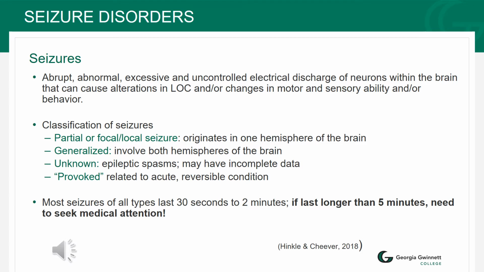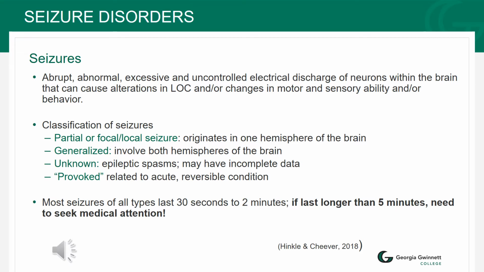Seizures are abrupt, abnormal, excessive, and uncontrolled electrical discharge of neurons within the brain, and they can cause alterations in a client's level of consciousness and/or changes in motor and sensory ability and/or changes in behavior. Seizures are classified as partial or focal, local seizures, and those seizures originate in one hemisphere of the brain. Generalized seizures involve both hemispheres of the brain.